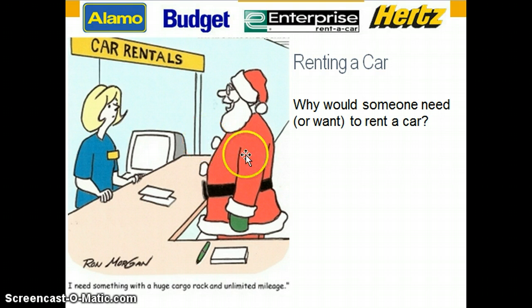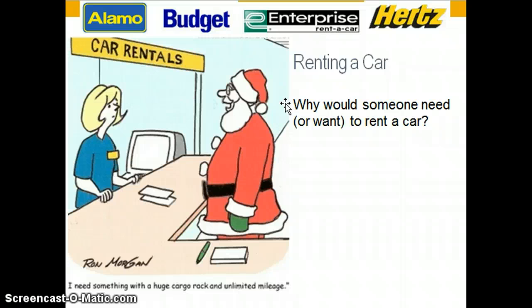And we're also going to look at a table that will help us compare the costs of two cars. Okay, so if we had been in a live session today, I would have put the slide up, which has a picture of Santa Claus, and he says, I need something with a huge cargo rack and unlimited mileage, and he's at the car rental agency. So this is kind of a silly cartoon, especially in May. But I would have asked you guys the question, why would someone need or want to rent a car? What are some of the different reasons? So if you want, you could pause the recording right now, maybe jot down on a piece of paper a couple of ideas that you have.